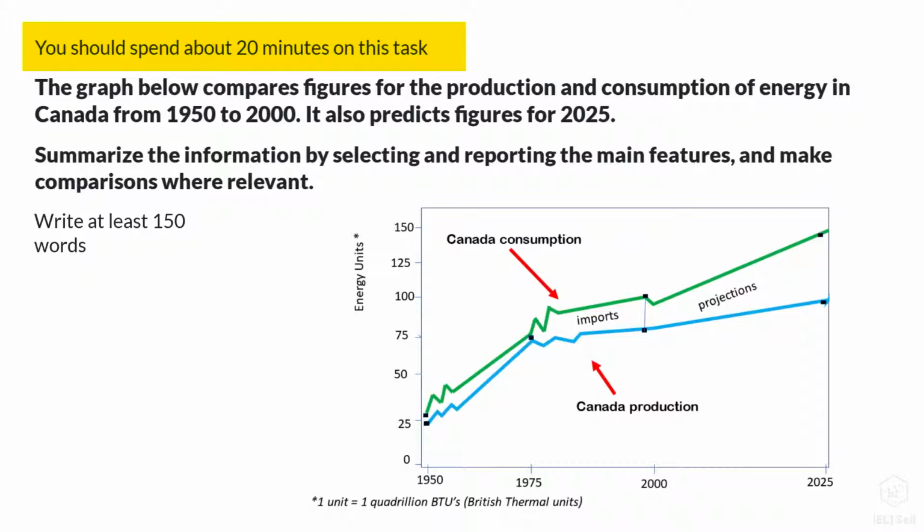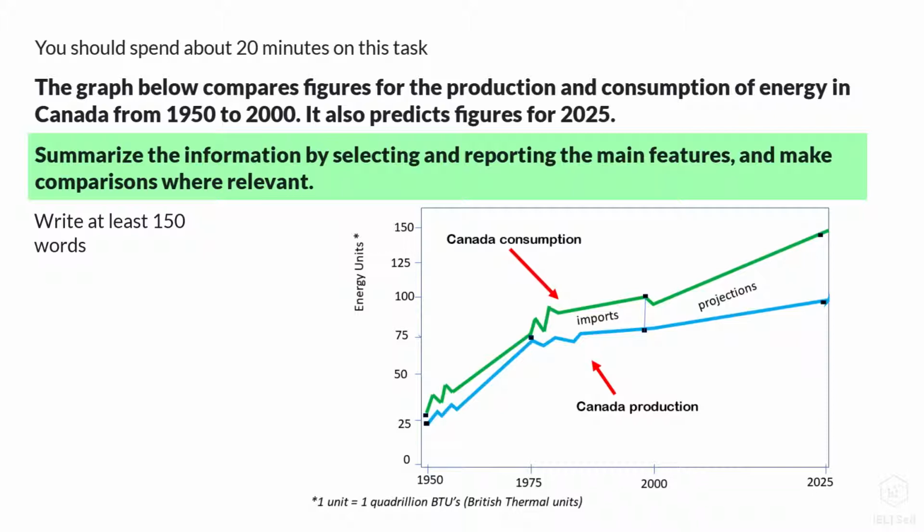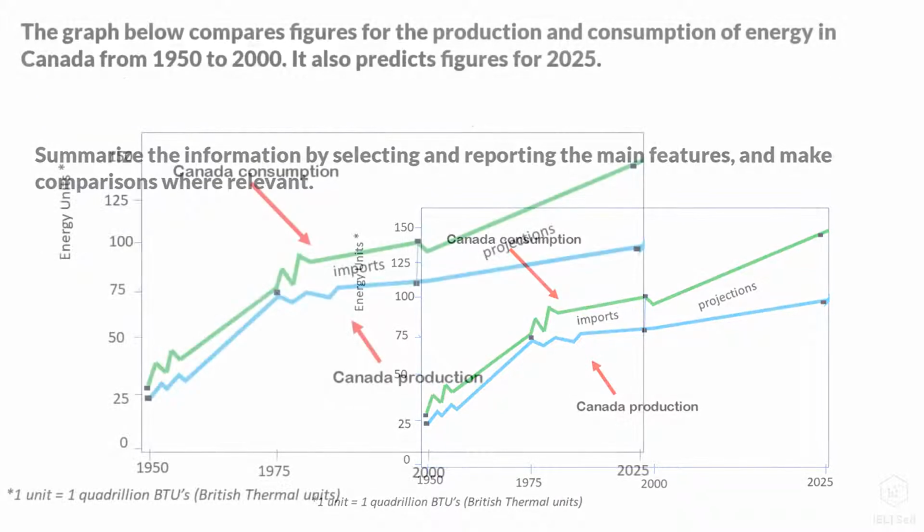This is also an indication as to why one must not spend too much time on task 1. Then, there are 2 lines about the graph. Here, the question asks us to summarize the information by selecting and reporting the main features and make comparisons where relevant. We'll talk about each of these things later. But for now, let's focus on the graph.